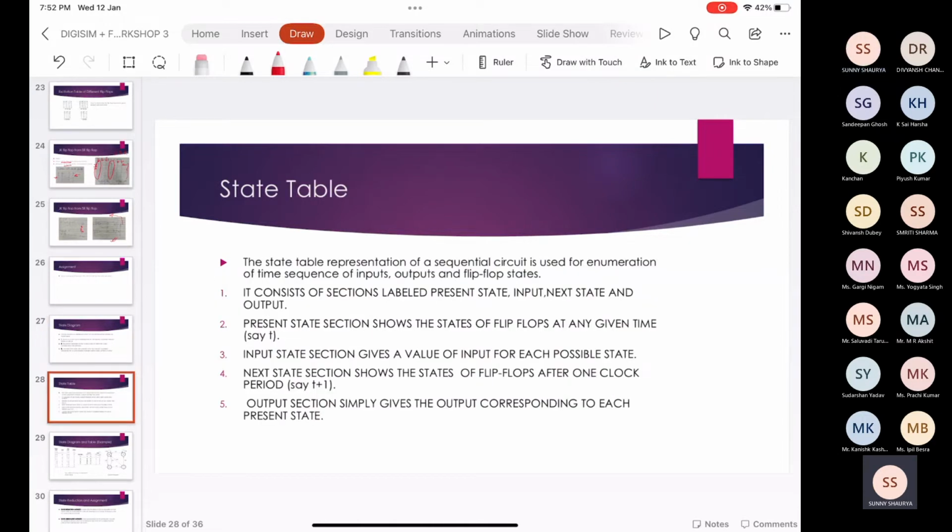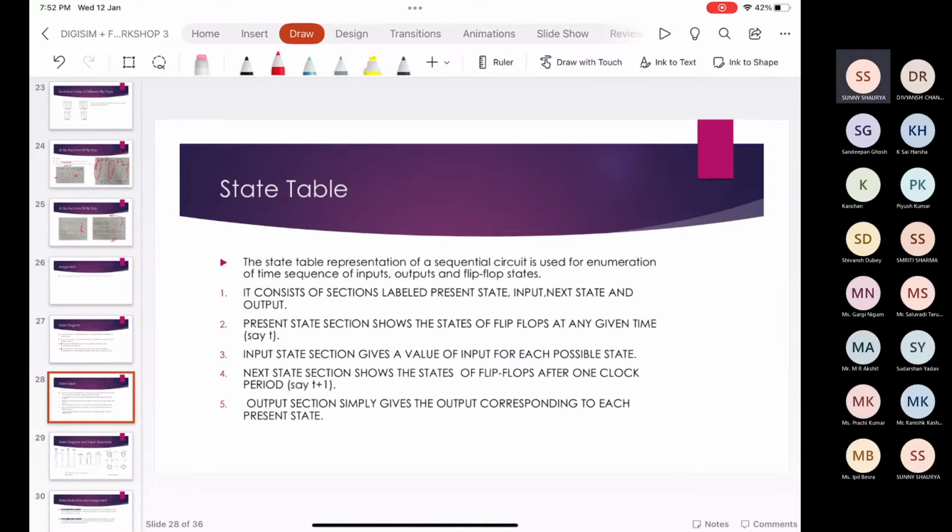The state table consists of present state, input, next state, and output. The present state section shows the states of the flip-flops at any given time. The input section gives the value of input for each possible state. The next state section shows the states of the flip-flop after one clock period. The output section simply gives the output corresponding to each present state.